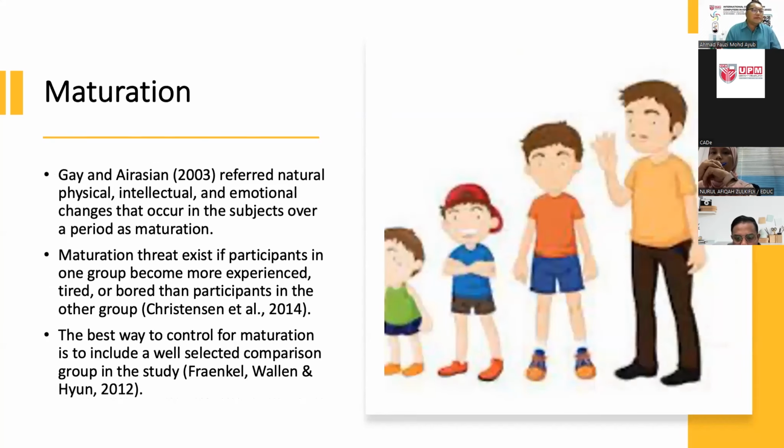And then maturation. Maturation means that during your research, it exists if participants become more experienced, tired, or bored. Let's say your research is too long, for example 6 months. Maybe at the fourth month they get bored, or something happens, and they don't feel that using this technology is okay. In that case we have a maturation problem. Similarly, if you are conducting a study at the end of this year, 2022, and you continue, let's say the 8 weeks are four weeks in December and four weeks in January next year.